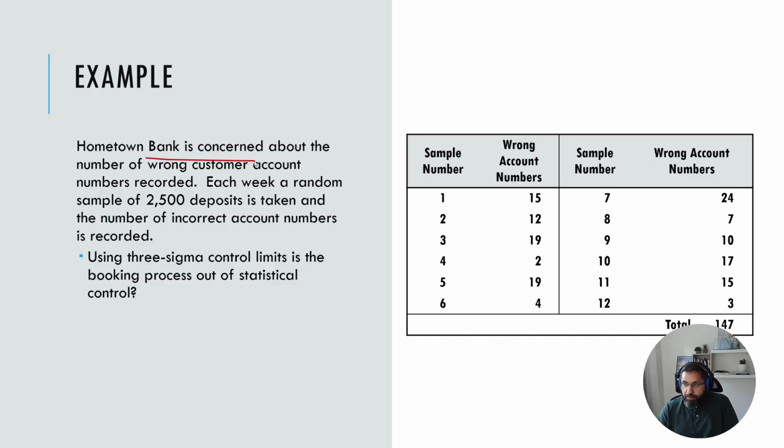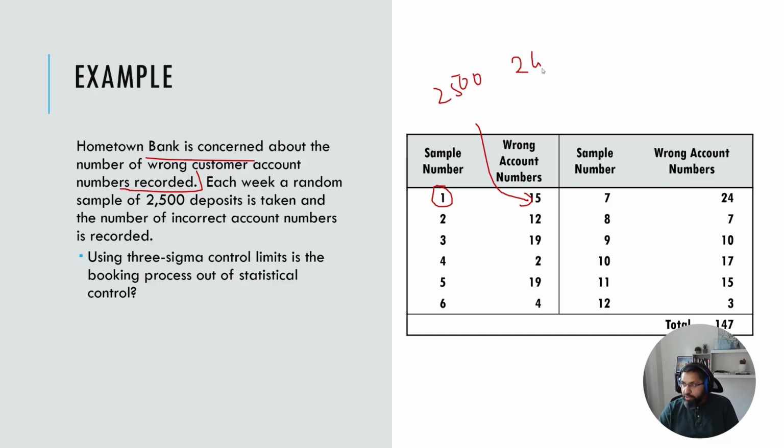So here I have data from a bank. We're looking at the cashier writing down some customer account number, maybe to fill a deposit slip or something. And we look at this deposit slip and we say whether the account number is correct or not, yes or no, 0 or 1. Each week we take a random sample of 2,500 deposits and we record how many of these had incorrect account numbers.